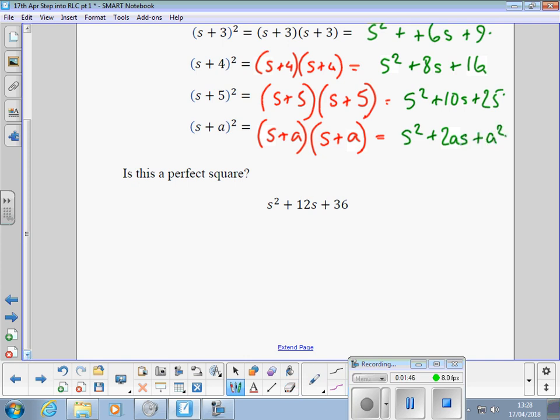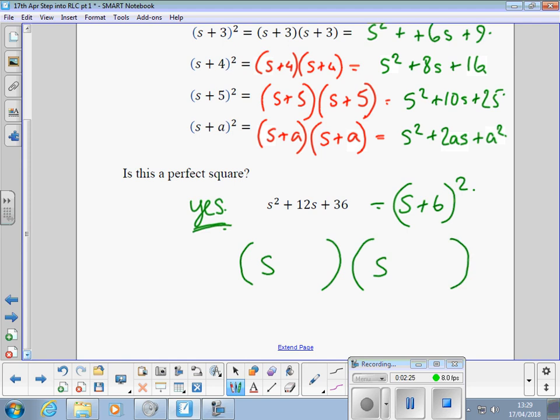Otherwise. So is that a perfect square there? What is it then? So where does that come from? We know that we got to put S. There's got to be S and S go in two brackets.